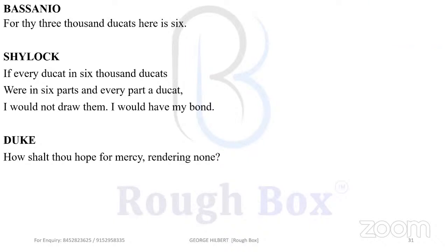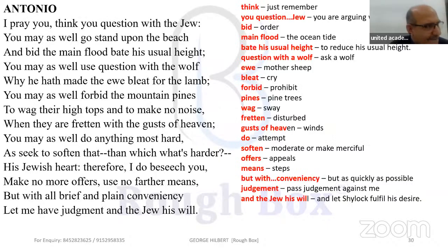Excuse me, sir. Yes, sir. Sir, please move to the previous slide. Yeah. Sir, in this, please explain again the line, as seek to soften that, than which works harder, his Jewish heart. Correct. So let's come up to the line before that. Here, where the mouse pointer is. Can you see the mouse pointer?